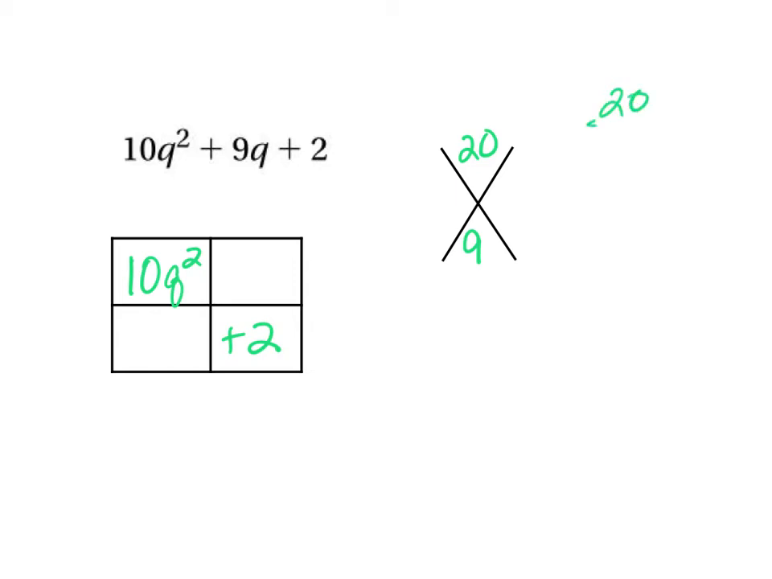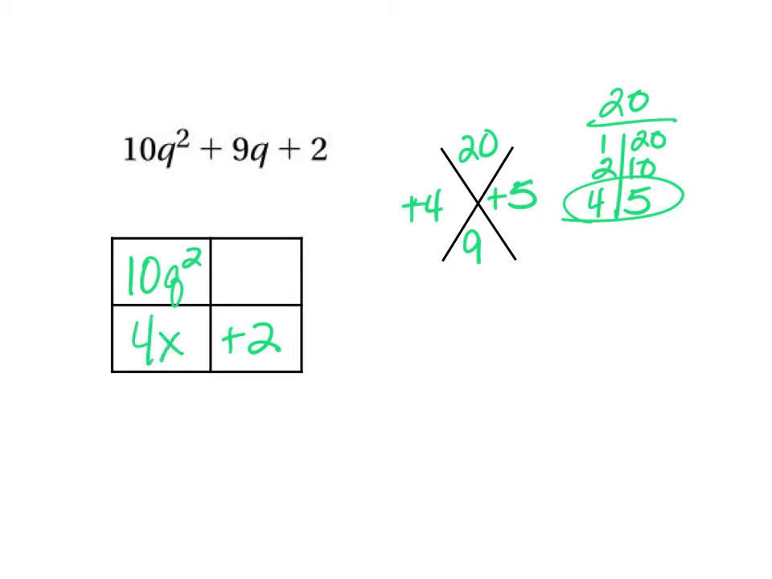So my factors of 20 would be 1 and 20, 2 and 10, 4 and 5. So to get a sum, I'm going to have to use positive 4 and positive 5. I like it when it's all positive. It makes it a lot easier on us. So I'm going to have 4x here and a positive 5x here.